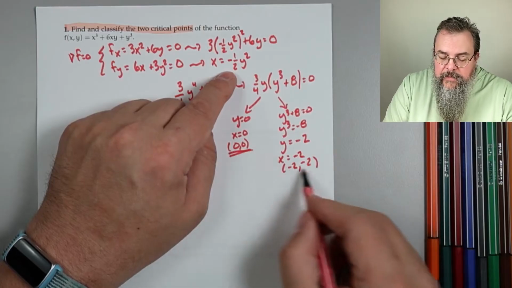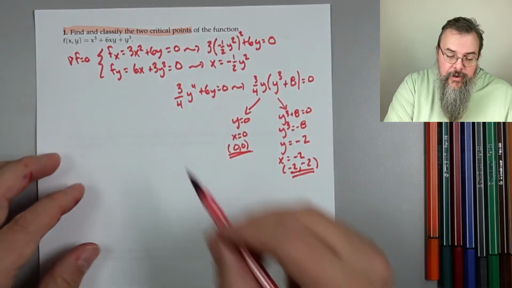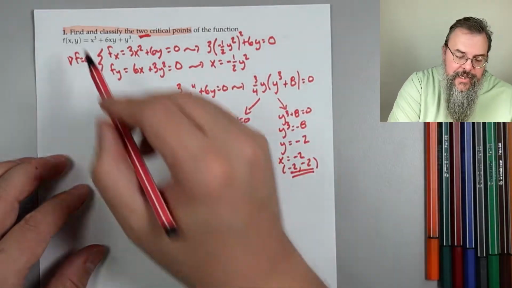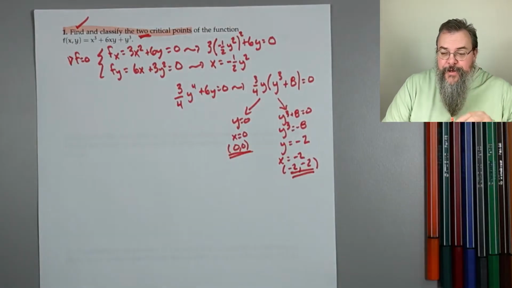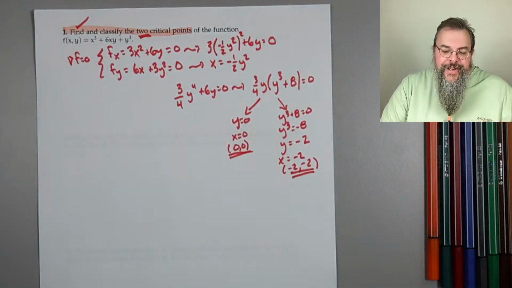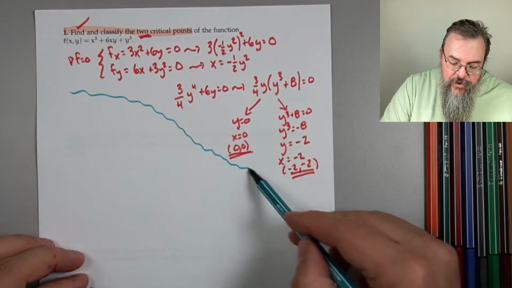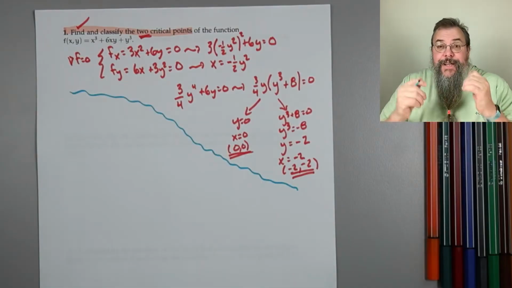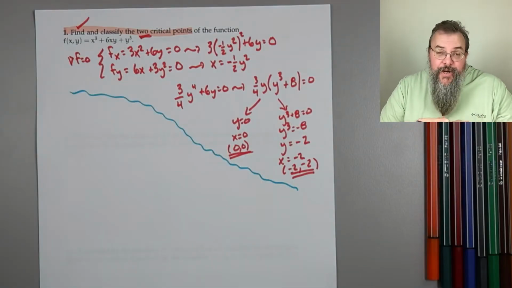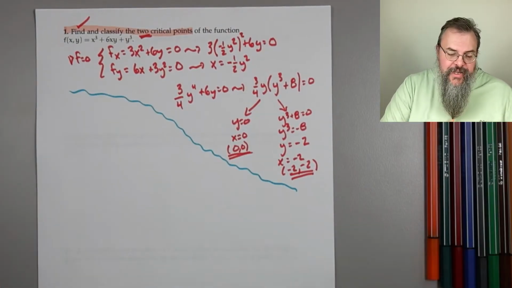Okay, so now we have found our 2 points. And we knew we were going to find 2 points because they told us 2 points. So we're halfway done. Woohoo! But we have half to go. So let's go into phase 2. Now for phase 2, what are we going to look at? We're in the classify. Classify means second partials test. So the only way to classify critical points is second partials test.